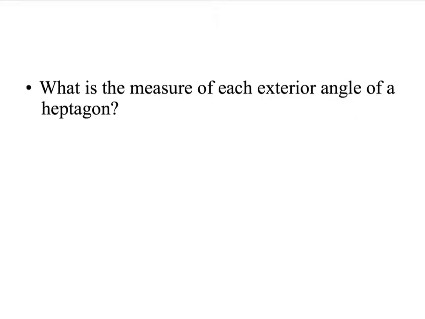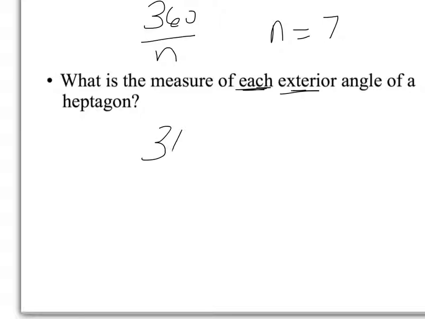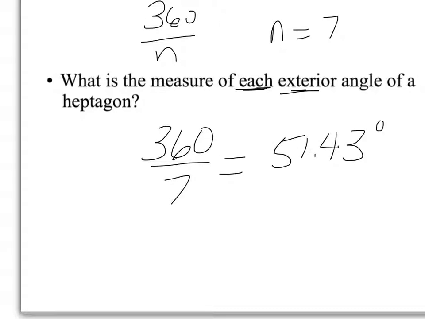The first question is, what is the measure of each exterior angle of a heptagon? And again, from the last video, each exterior angle is 360 divided by n. Here, n for a heptagon is 7. So 360 divided by 7 equals 51.43 degrees.